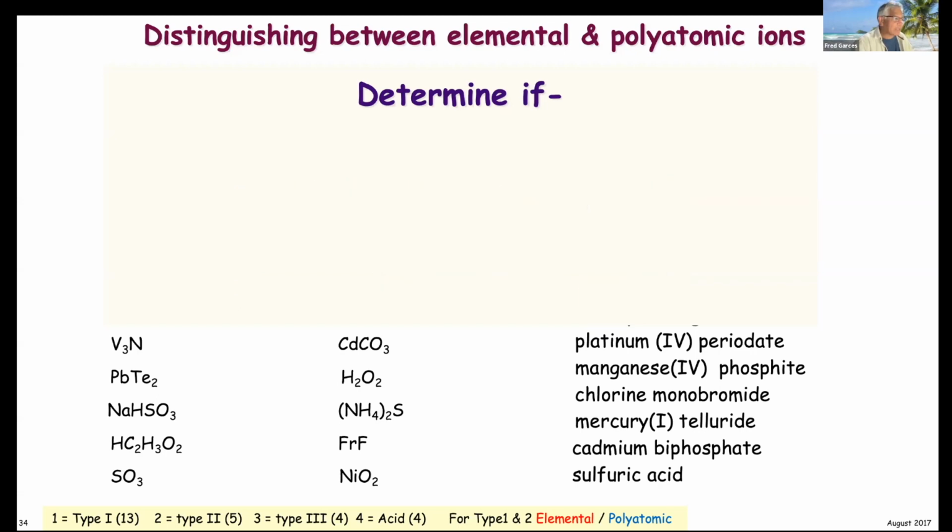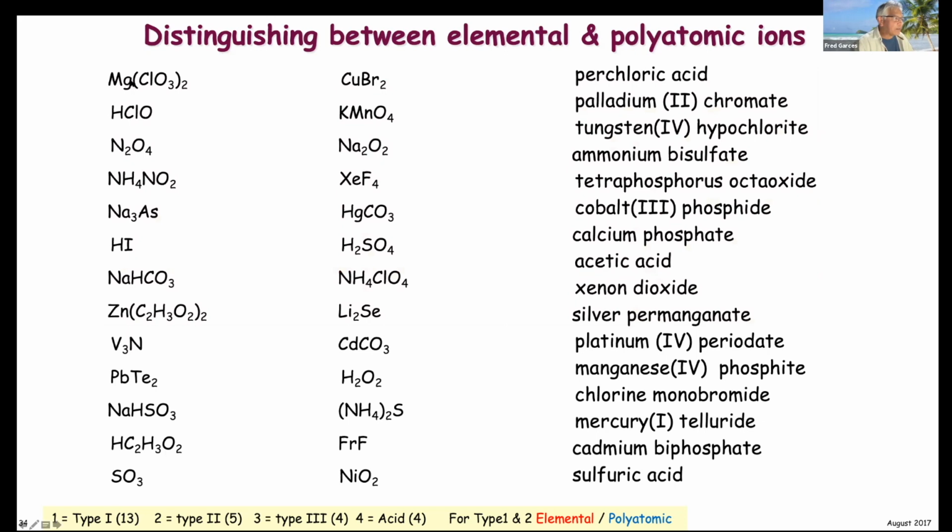So let's go back and let's see this first one. This is a type 1. Why? Because magnesium has a fixed charge. HClO, that's an acid. N2O4, that's a type 3 because there are no metals. NH4NO2, that's a type 3 because NH4 is considered as a non-metal. Na3As, that's a type 1. Why? Because sodium has a fixed charge. V3N, that's a type 2 because there's a metal and the metal has a variable charge.